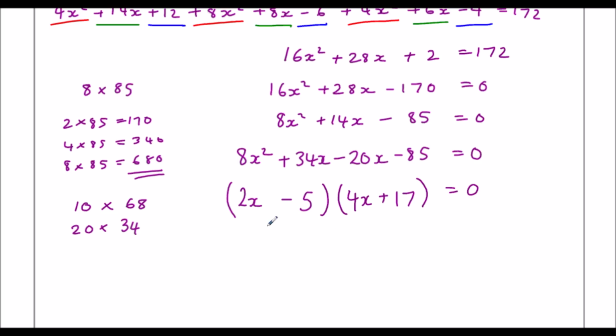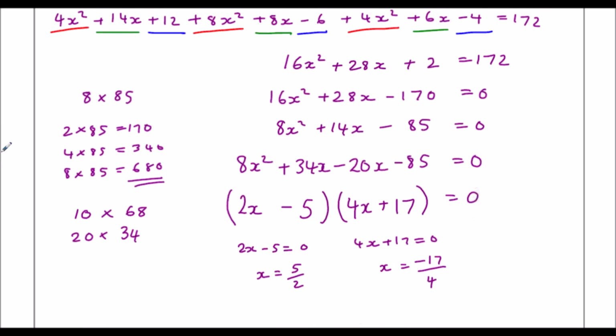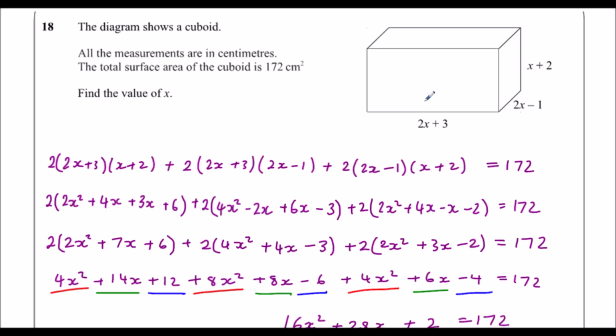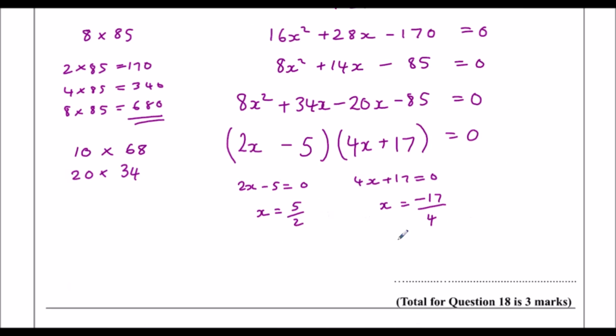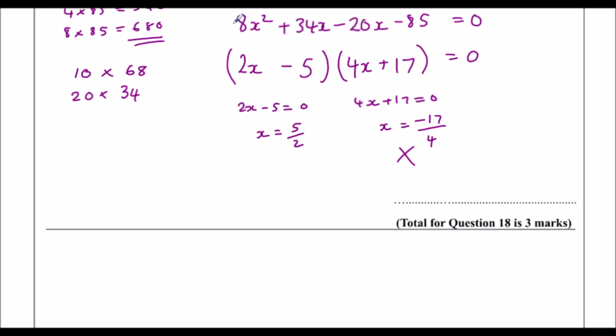So what's x equal to? Either this bracket is 0, so 2x minus 5 equals 0, or 4x plus 17 equals 0. So x must be plus 5 and divide by 2, 5 over 2, or x must be take away 17 and divide by 4, negative 17 over 4. I can't have negative 17 over 4, as it would make the length a negative, which it can't be. So we reject that one, and the value of x is 5 over 2, or 2.5.